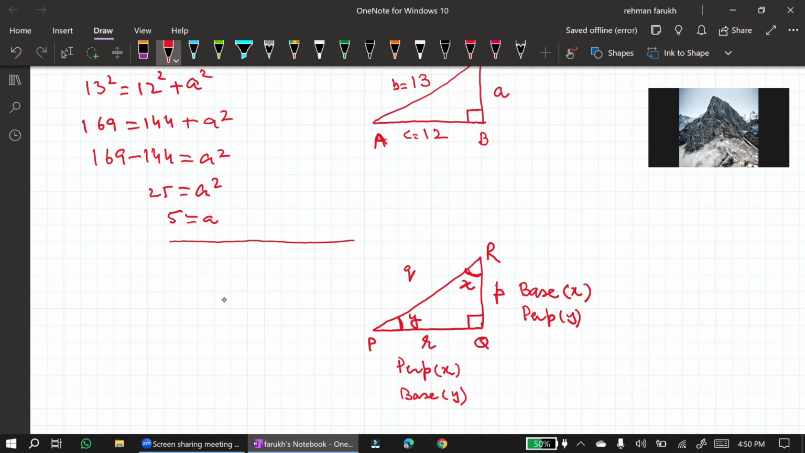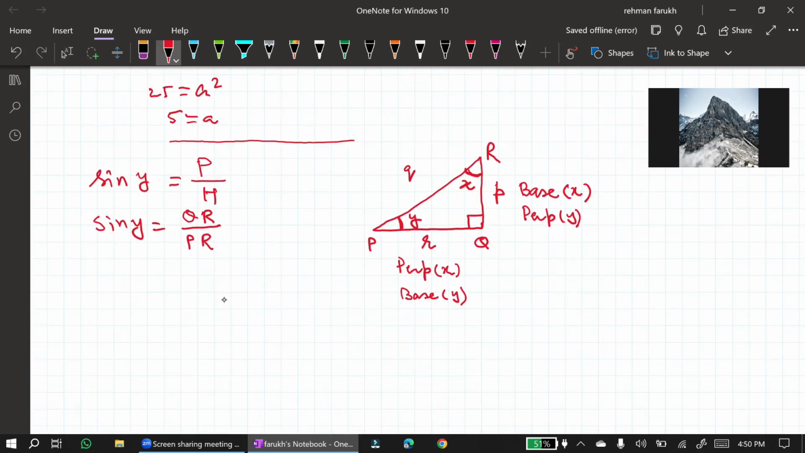Now, the ratio of perpendicular to the hypotenuse is known as sine. We will consider the angle y. So sine y is equal to perpendicular over hypotenuse. It means sine y is equal to, with respect to y, the perpendicular is QR and the hypotenuse is PR. The ratio of perpendicular to the hypotenuse is known as sine.